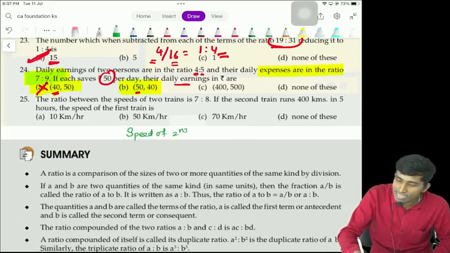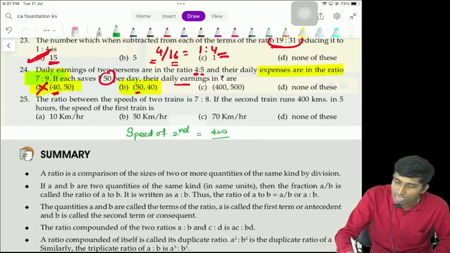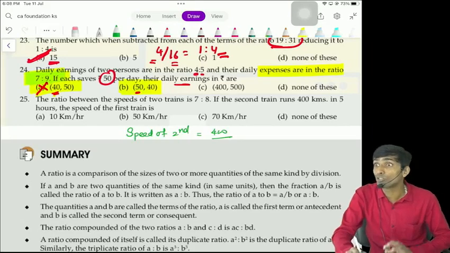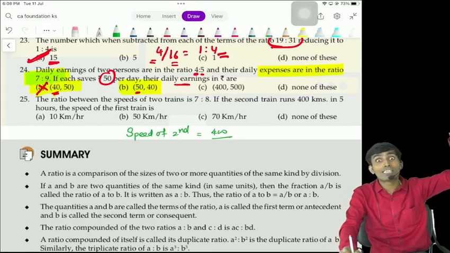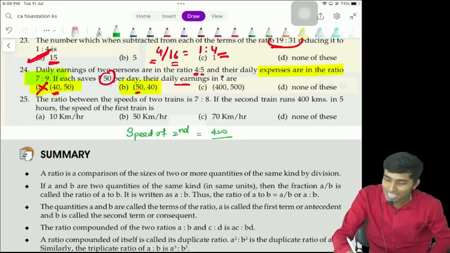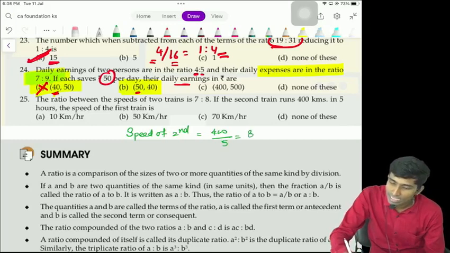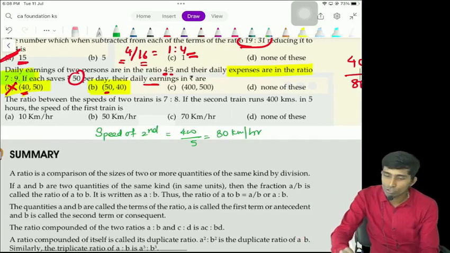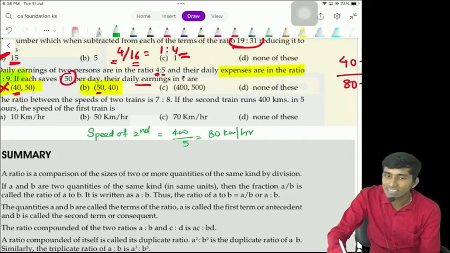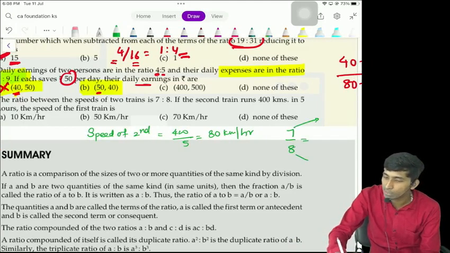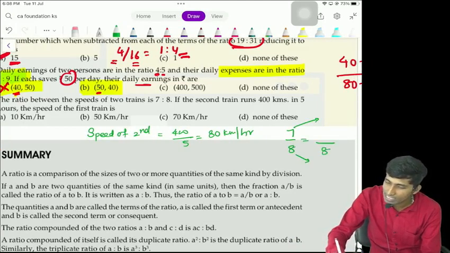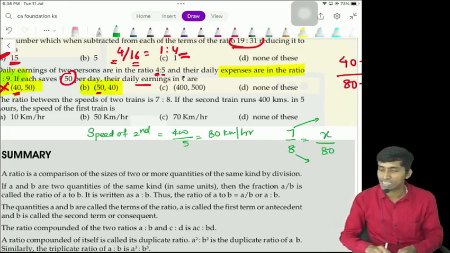Speed of second train is equal to 400 upon distance upon time. Those who have forgotten, speed is equal to distance upon time. 400 divided by 5 is how much? 80 kilometer per hour. Yes or no? So 7 is to 8 is given, na? 7 is to 8. 7 is to 8 is what? Speed of the first train. This is speed of the second train. Second train speed I know. Can I calculate x? Yes.